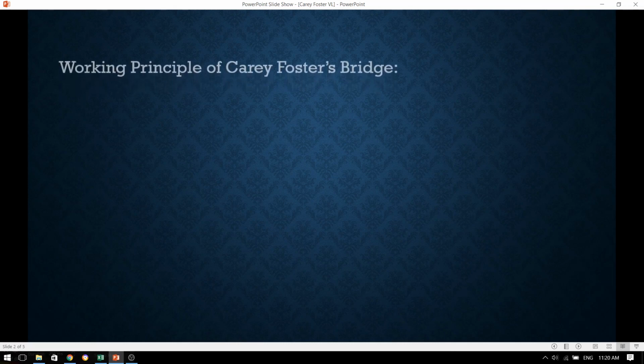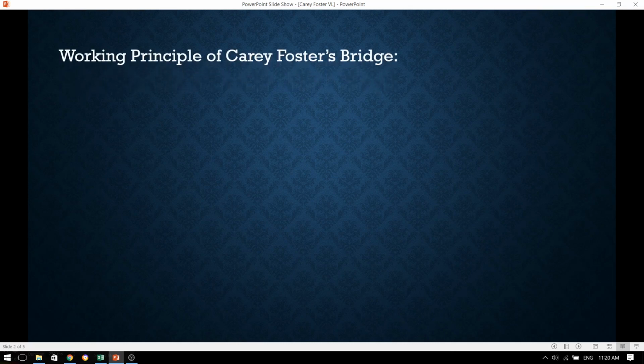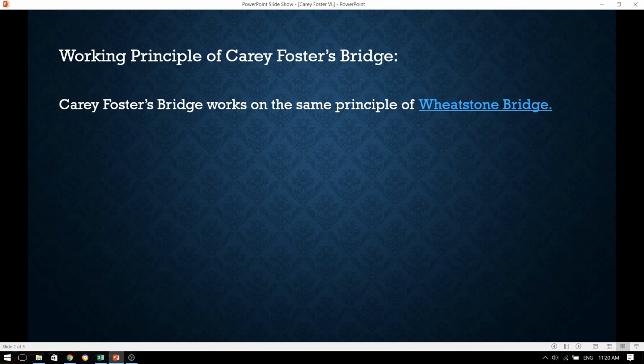The first thing which comes to our mind is: on which principle does the Carey Foster's bridge work? Carey Foster's bridge works on the same principle as the Wheatstone bridge. Now, do you remember the Wheatstone bridge? If not, let me remind you.